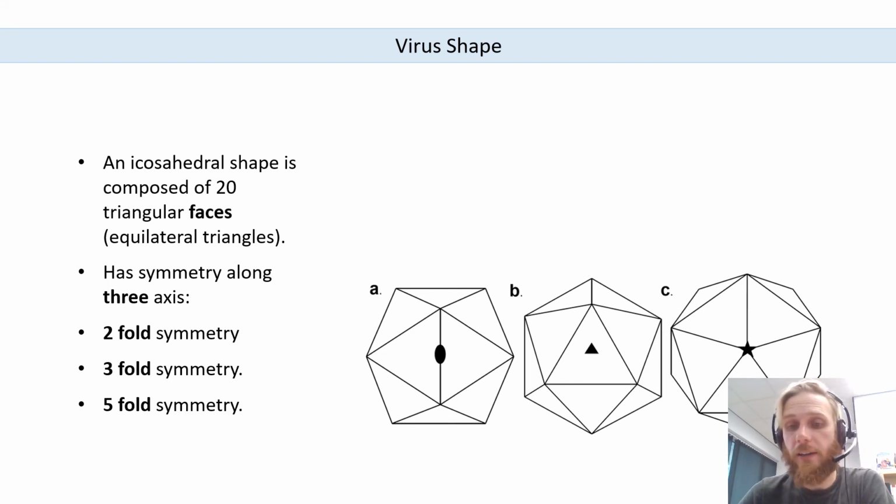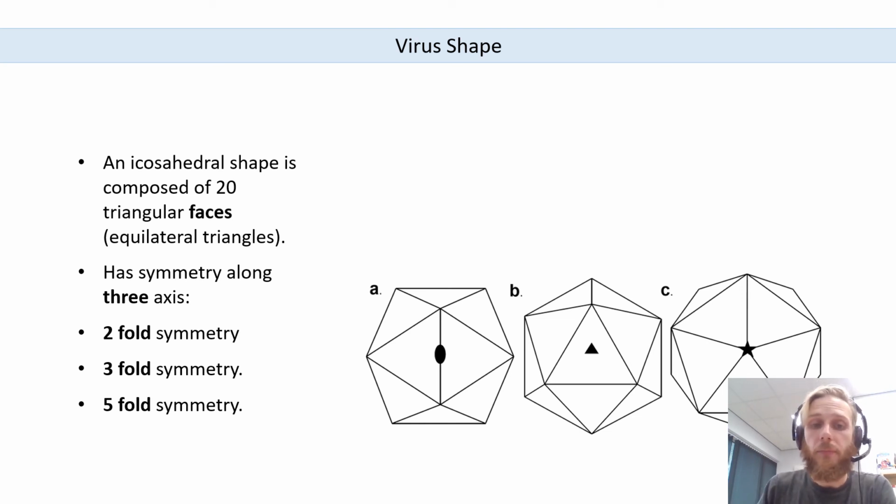So we can define the icosahedral shape in a few more ways. We defined it as being 20 equilateral triangles, which is very true. But when we have this icosahedral shape with 20 equilateral triangles, we have some other features that we can observe. Namely, we have 3 axes of symmetry. If we look at this diagram again, as I said, we're looking at the same shape, an icosahedral viral capsid, from 3 different angles, and each of these angles is focused on a different axis of symmetry.